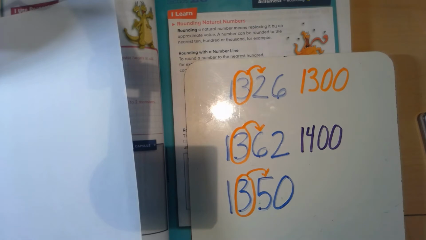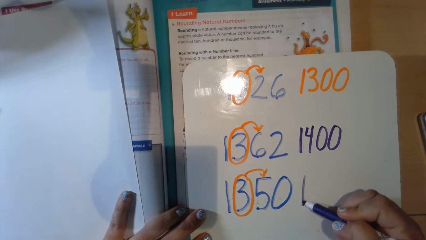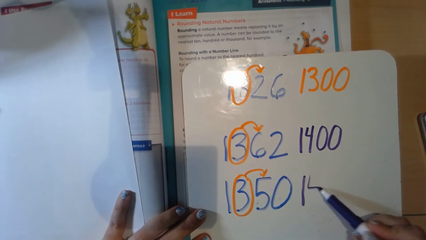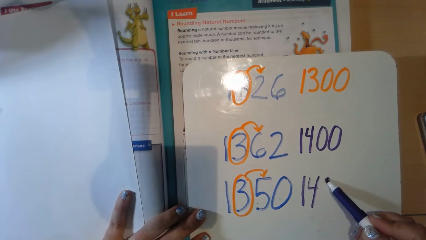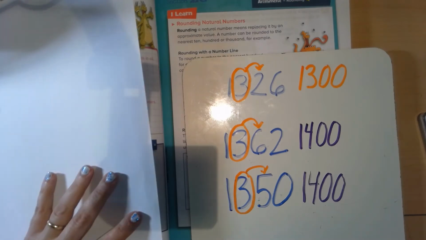And what was the rule? If it's 5 or greater, you have to round up. So I have the 1 in the thousands position. The 3, we round up to a 4. And we put zeros in the other positions, the tens and the ones column. So 1,350, it's right in the center of 1,300 and 1,400. We round up. Excellent. I think we're ready to begin practicing.